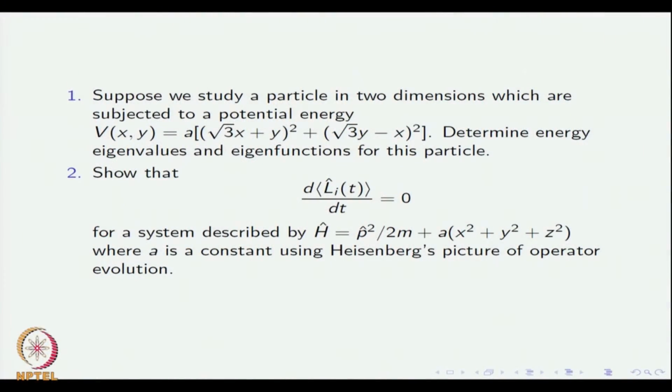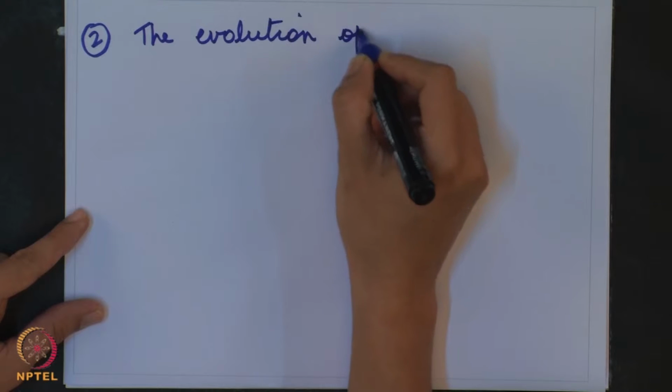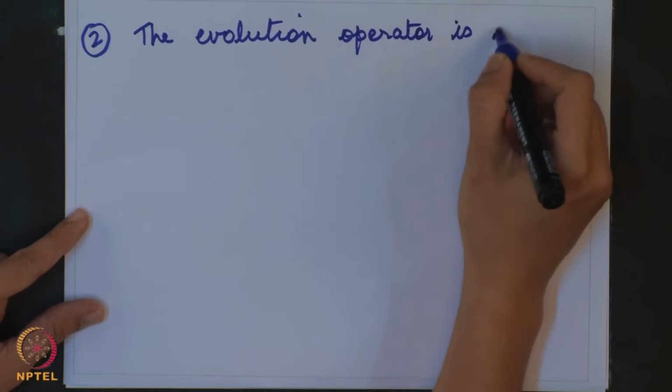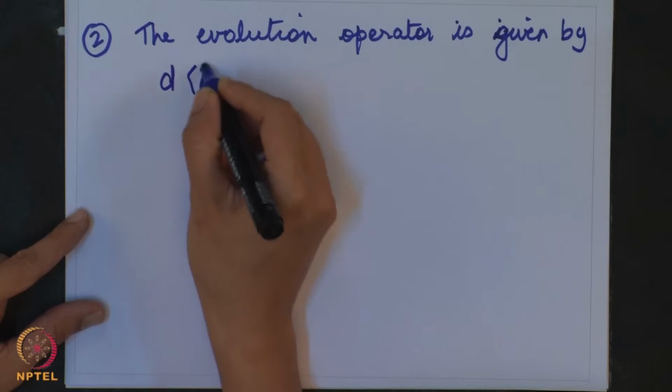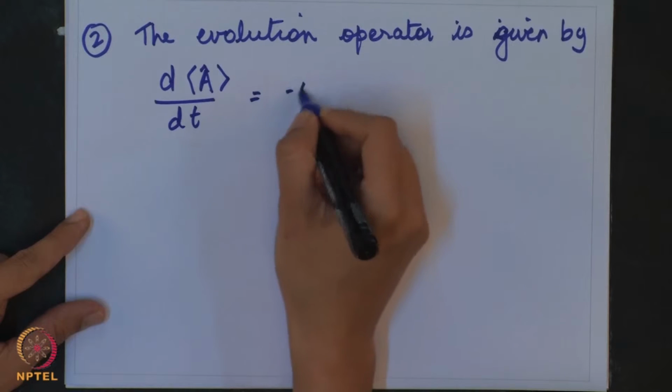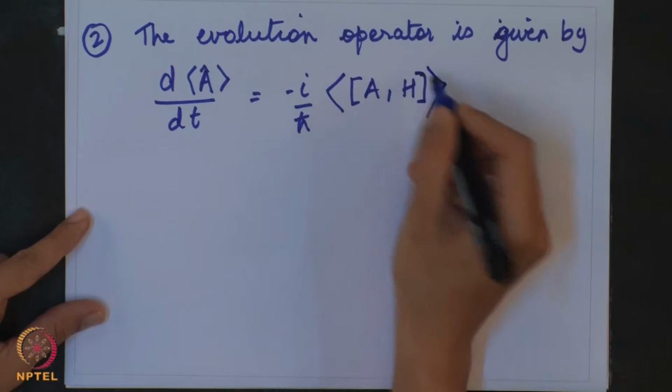So when you explicitly write the expression for the value of n depending upon the states, that can be determined. Now, for a system described by a Hamiltonian operator given by p square upon 2m plus the potential part, which is A times (x square plus y square plus z square), we have to evaluate what will happen if we use the Heisenberg picture of operator evolution. In general we have seen this relation, when there is no explicit time dependence on the operator, we simply write this relation, which is also called the Ehrenfest theorem.